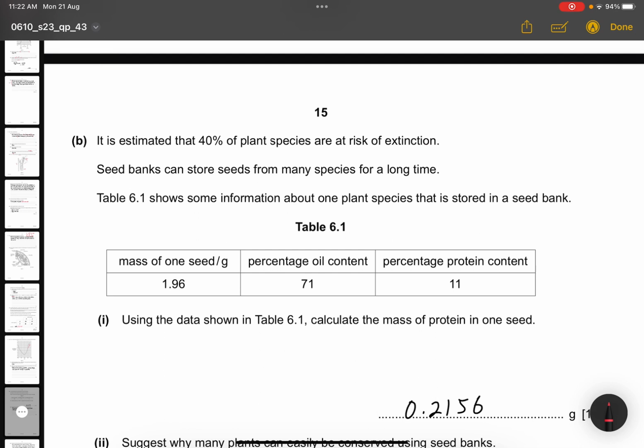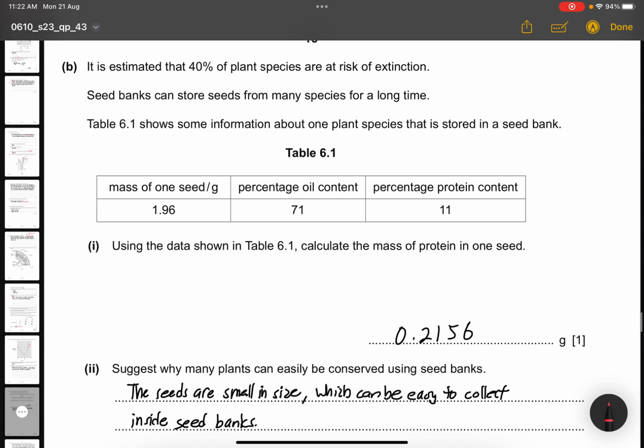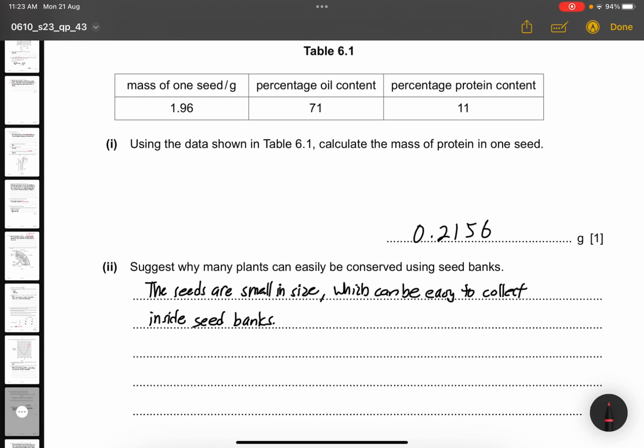It is estimated that 40% of plant species are at risk of extinction. Seed banks can store seeds for many species for a long time. Table 6.1 shows some information about one plant species that is stored in a seed bank. Part 1, using the data shown in table 6.1, calculate the mass of protein in one seed. So just use simple maths, you will get your answer of 0.2156, or you get 0.22 or 0.216. That's acceptable.